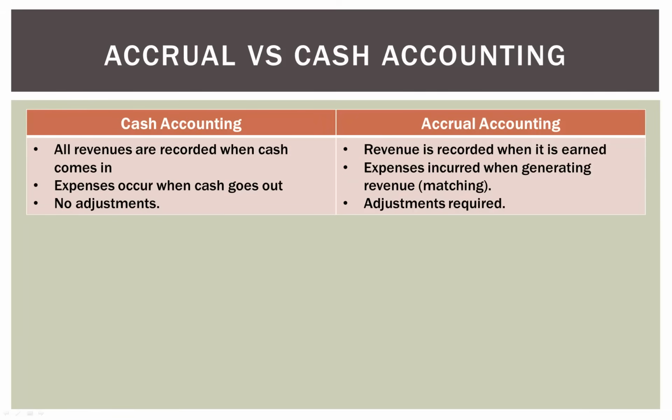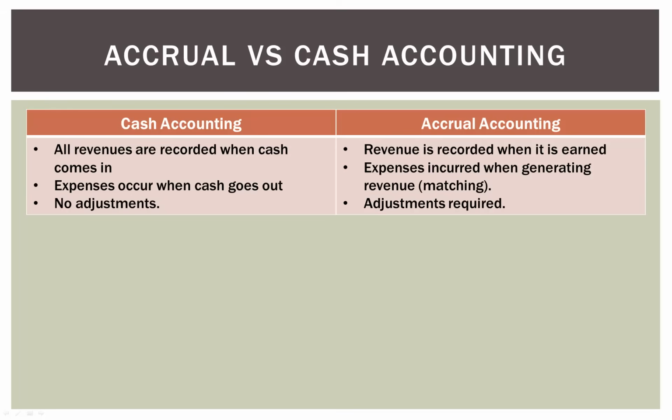So let's compare these two accounting schemes side by side. In cash accounting, it's actually pretty simple. All revenues are recorded when cash comes in. So nothing else really matters. It's only when cash comes in. Expenses occur when cash goes out. Pretty straightforward. Now, because we're just working with cash in and out, there are no adjustments we need to make. It's kind of like doing a checkbook. Cash comes in, cash goes out.